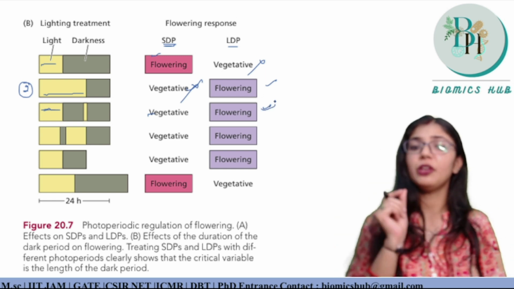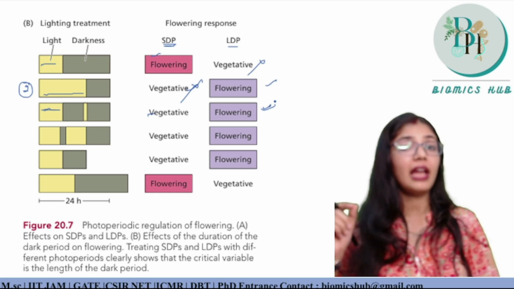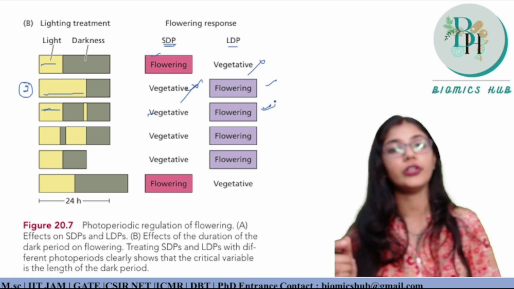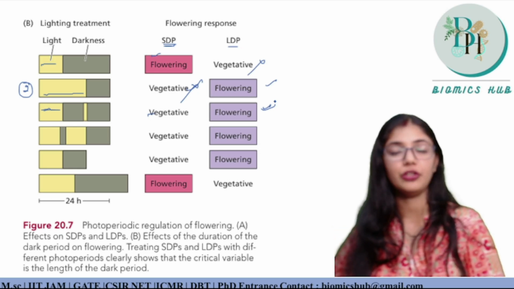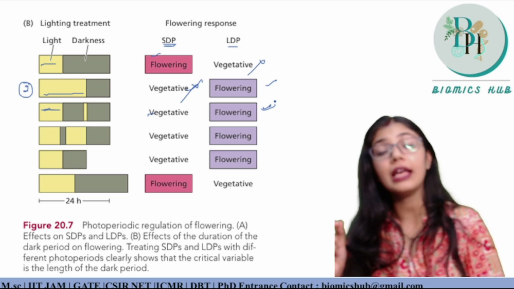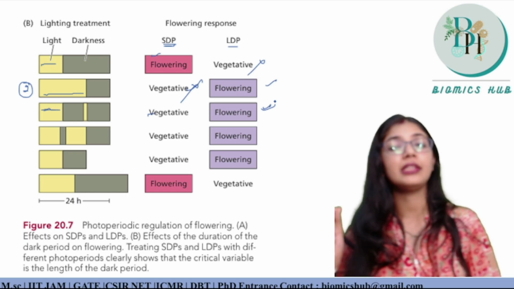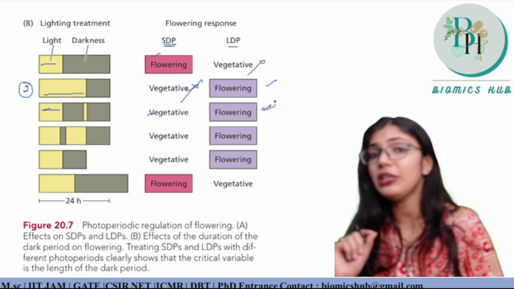So we have to remember one thing: in the long day plant the dark condition is very much critical. If in the dark condition some amount of light is given during that time, it will not work as a short day plant, it will work as a long day plant, and flowering will take place in the long day plant. But in case of a short day plant there will be no flowering.